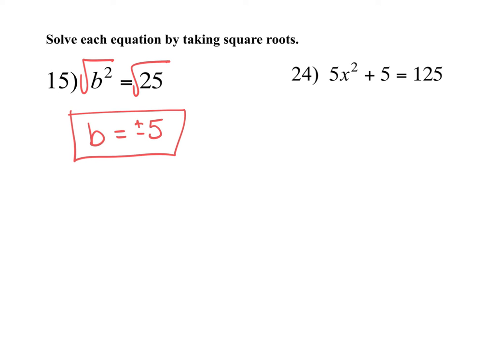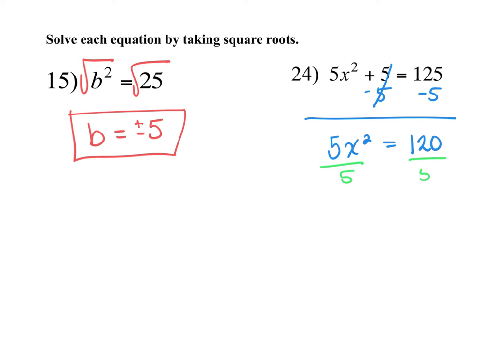The other one, it looks like number 24. It is not by itself. So before you do anything with taking the root, you need to get the square by itself. Subtract your 5 over. So you have 5x squared. This guy canceled. This is 120. You still do not have the square by itself. And 5 doesn't have a perfect root. So divide both sides by 5. So you have x squared.